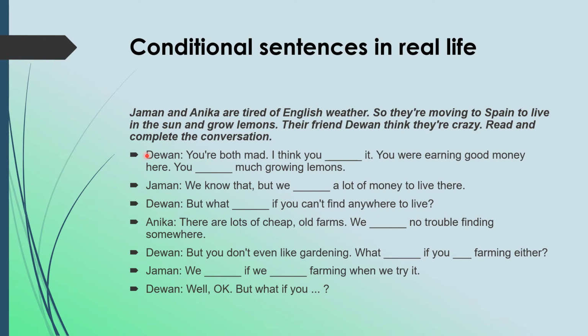You are both mad, I think you dash it. You were earning good money here. You kept much growing lemons. Jaman, we know that, but we kept a lot of money to live there. But what dash? If you can find anywhere to live. Anika, there are lots of cheap old farms. We kept no trouble finding somewhere. But you don't even like gardening. What kept if you kept farming either? Jaman, we kept if we kept farming when we tried. Well, okay, but what if you?